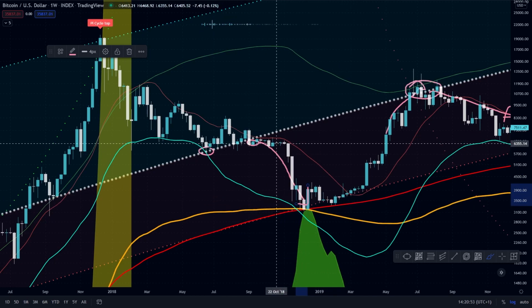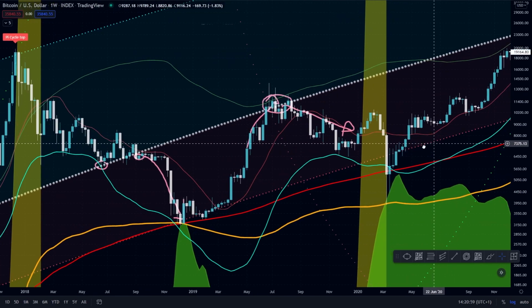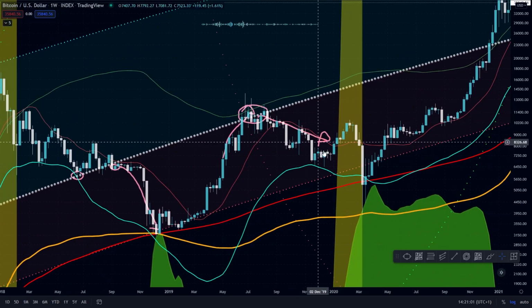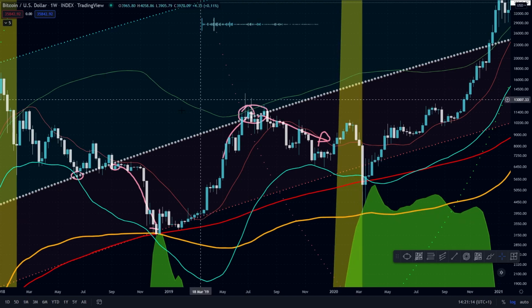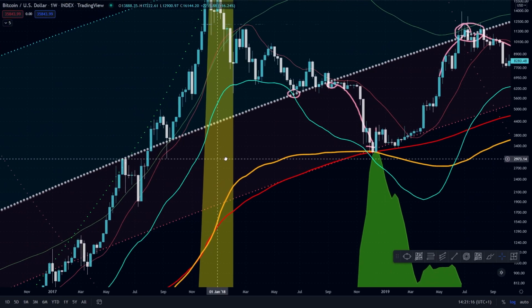You see the golden line here? And remember, it was the same thing here. We got rejected to the golden line, the ground line. Let's go further again into the past.